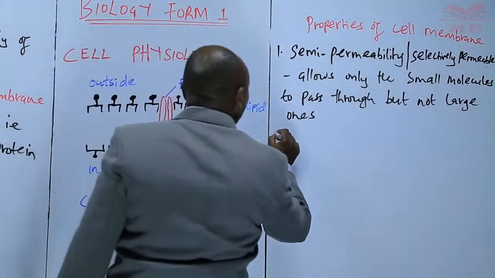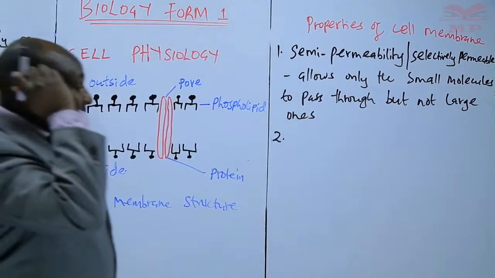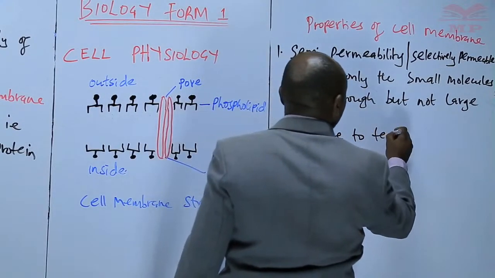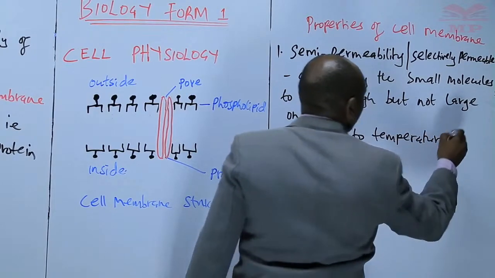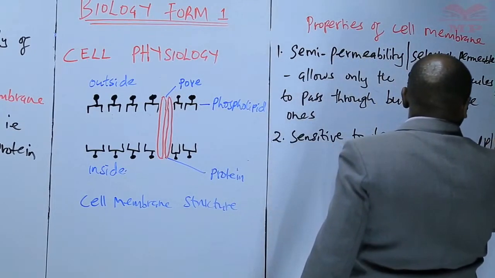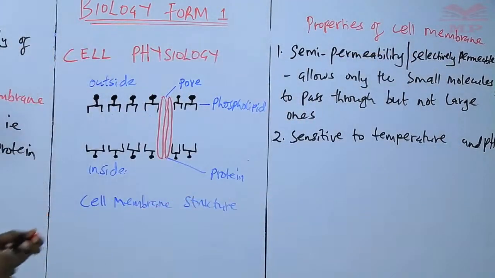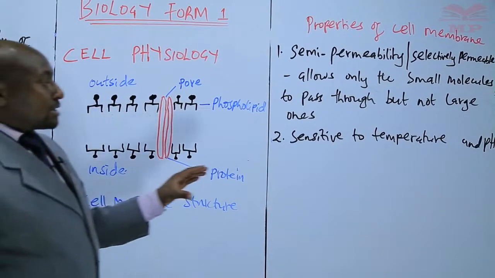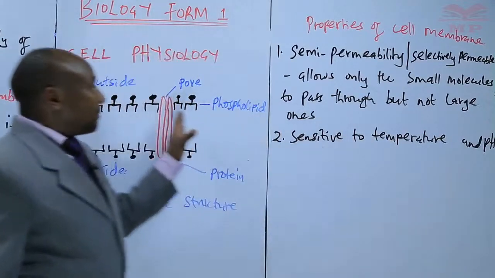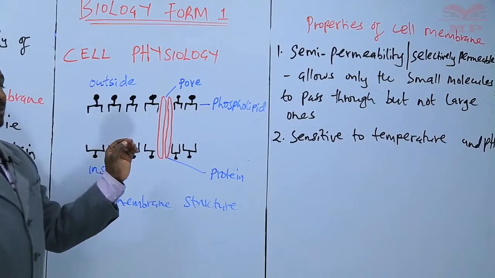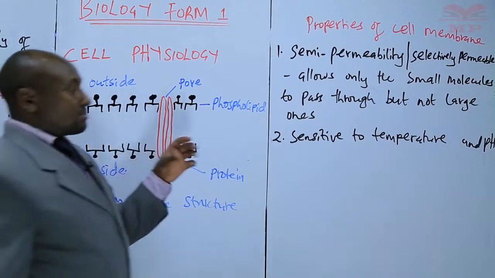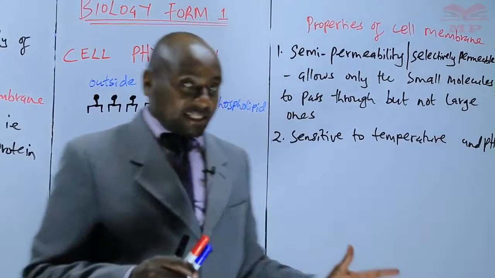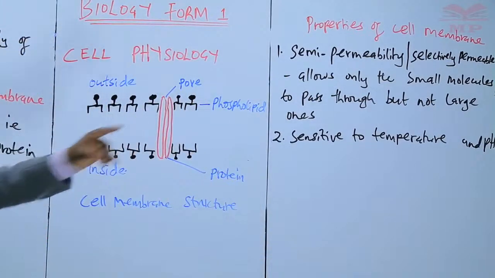Now, characteristic number 2 is that the cell membrane is sensitive to temperature and pH. And the reason for that is because the protein layer and the lipid layer are sensitive. If the temperature is too high, then the cell membrane is affected. If the temperature is too low, it's also affected. Same case applies to the pH. So pH is the degree of acidity or alkalinity.